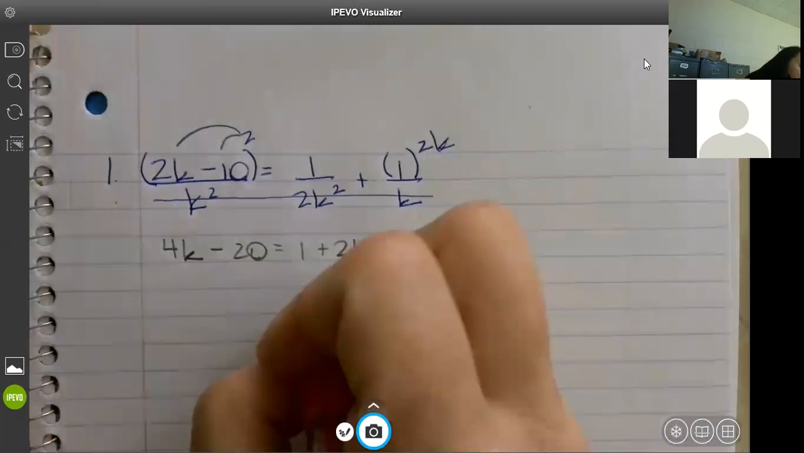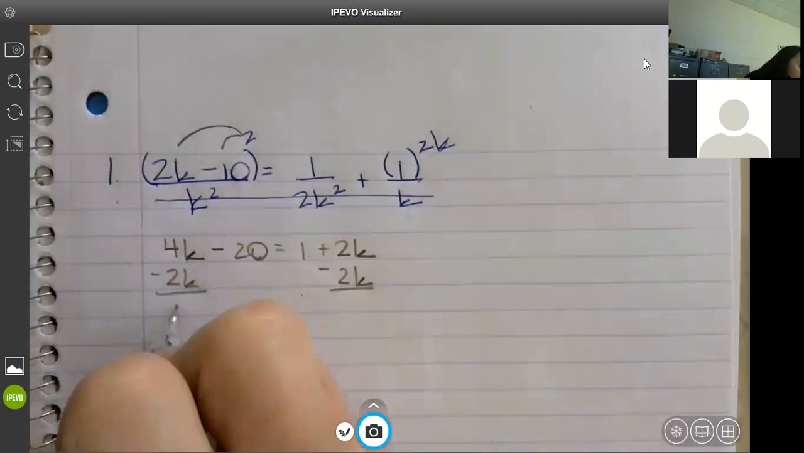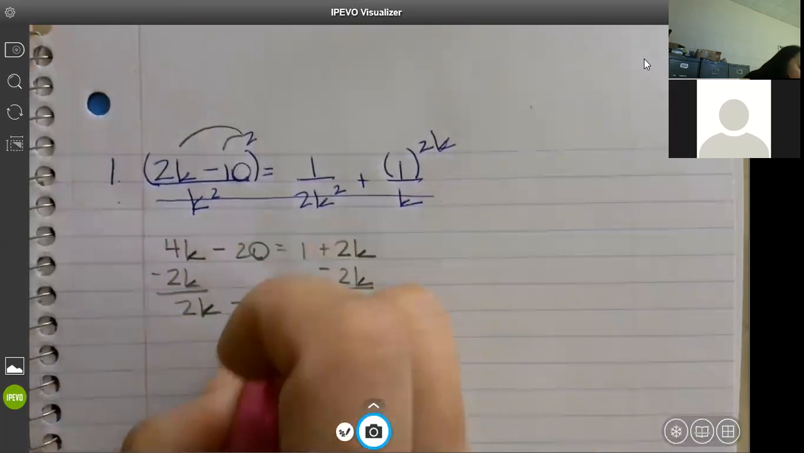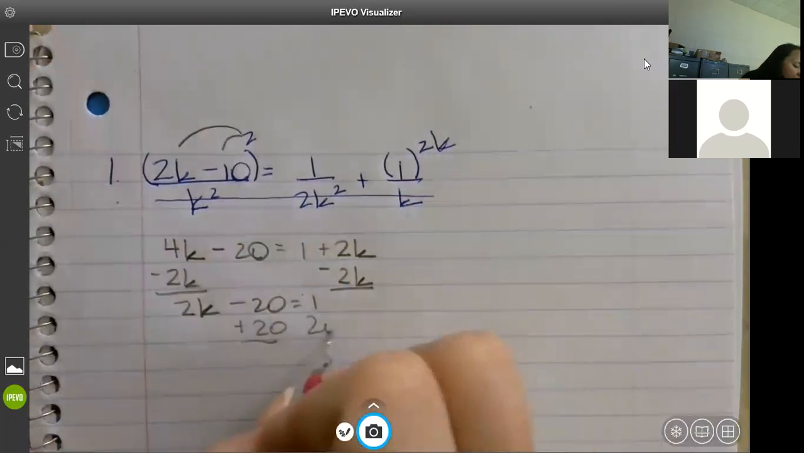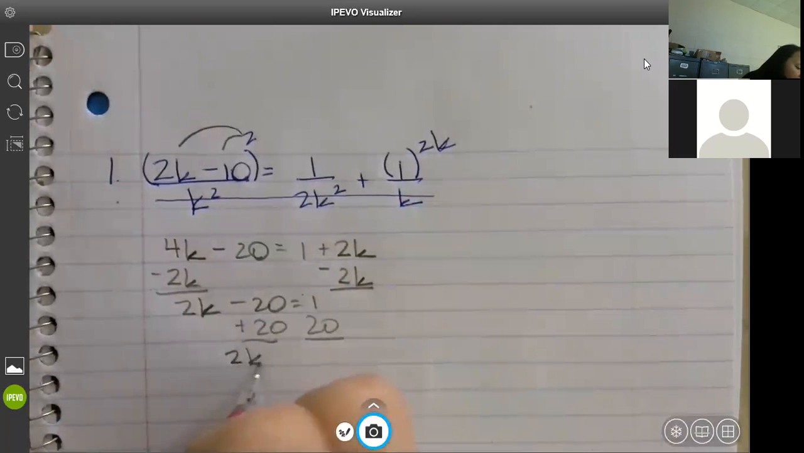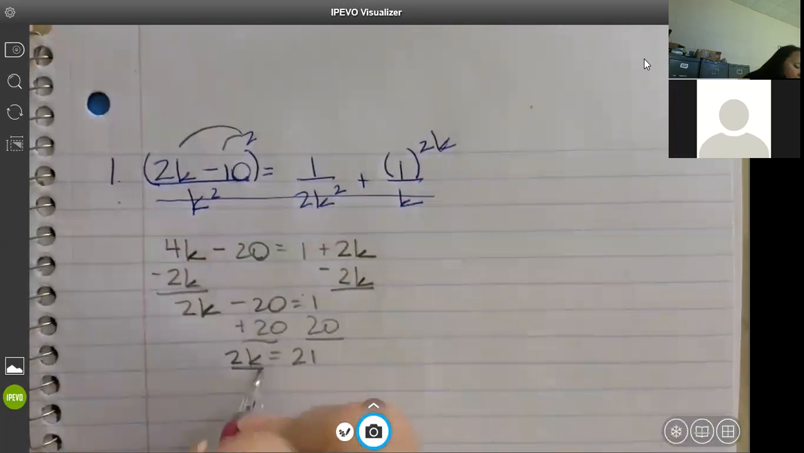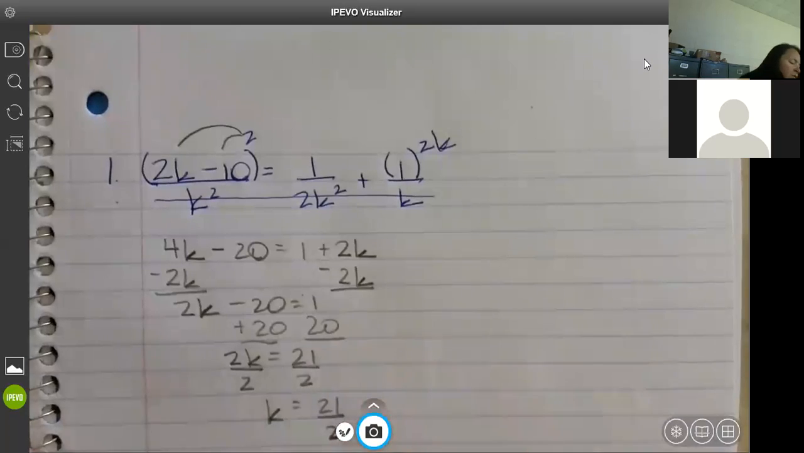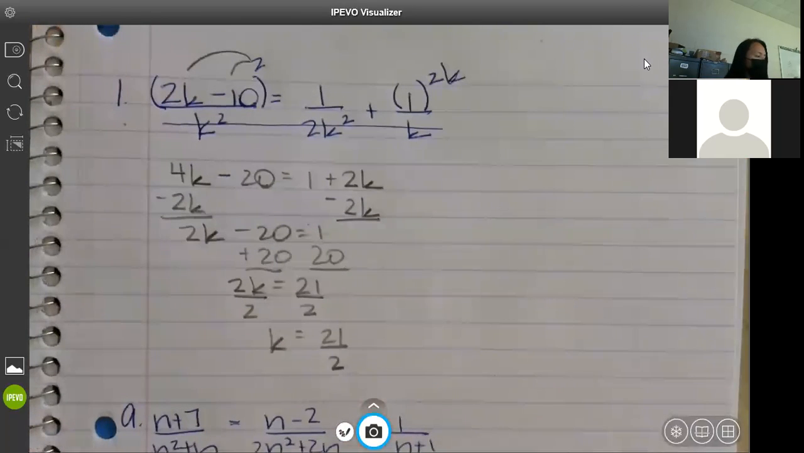We're going to solve that equation, get our k's together. So we subtract 2k and we get 2k minus 20 equals 1. We're going to add 20. We get 2k equals 21. Divide by 2 and k equals 21 over 2. So there's your first one.